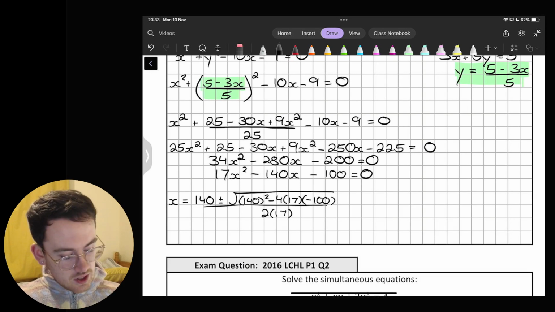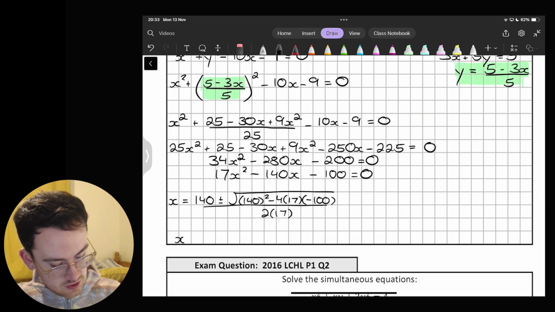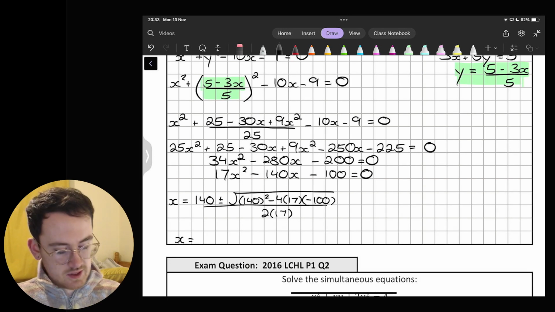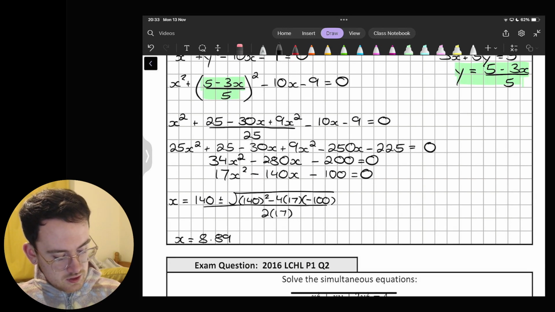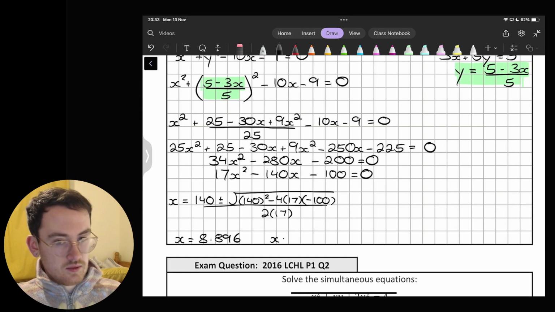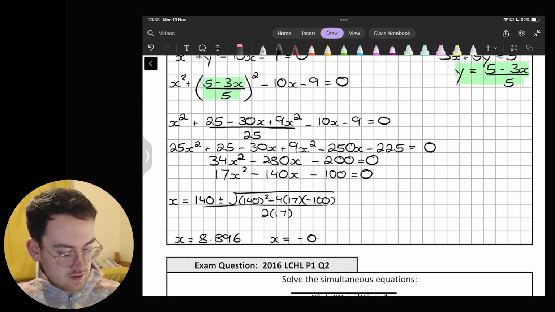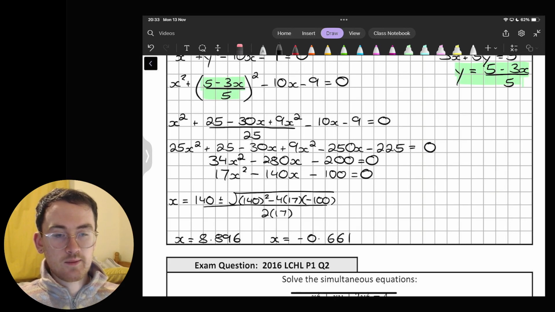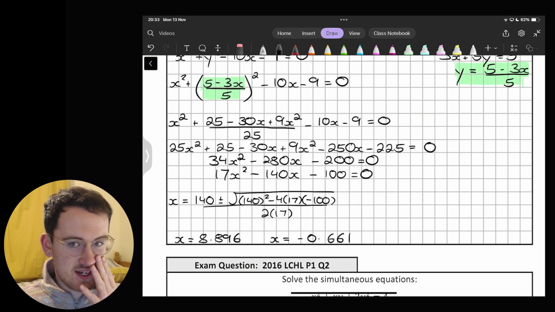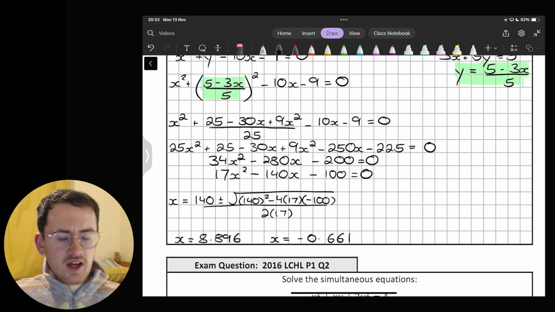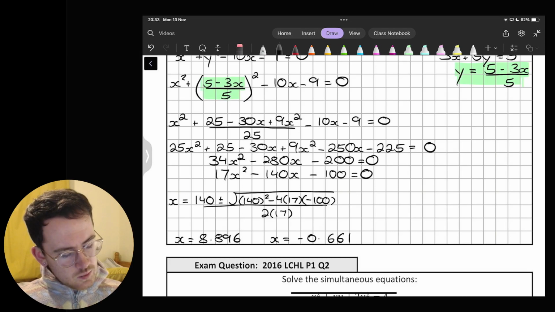If we solve that out, we're going to get 2 decimal answers this time, but that's okay. We're allowed to have decimals. It's always nice to have whole number answers, but I have 2 decimal answers. If I round them to 3 decimal places, this is what I'm going to end up with: 8.896 and minus 0.661. You could leave it in surd form if you want, but it doesn't even round to a particularly nice fraction either. So we'll just go to our decimal points. We've got our 2 x values.